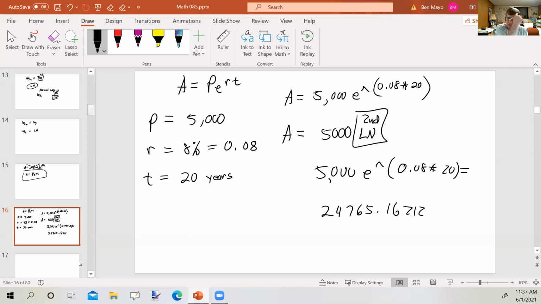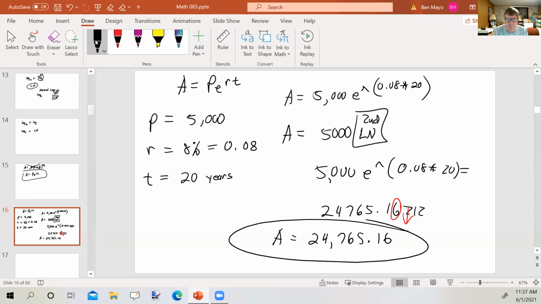24765.16212. It said to round to the 100th place, so that would be here. The 2 would round down. So A is going to be 24,765.16. All right. Let's take a look at another example.